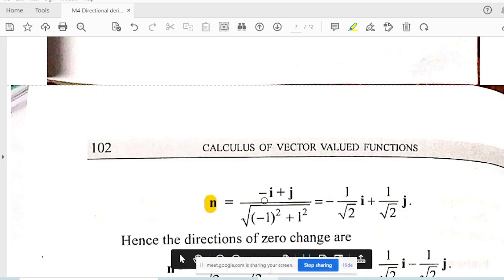Okay, small n cap. n cap is equal to minus i cap plus j cap by root of minus 1 square plus 1 square. Okay, that is this value.